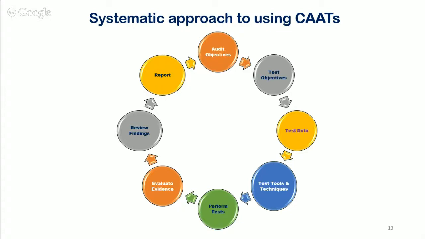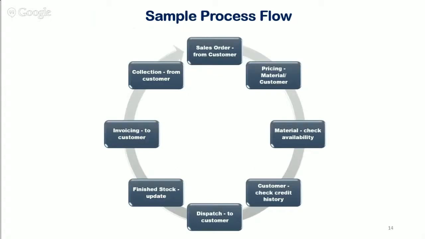You'll also identify the data. What are the data to be tested? You identify the specific tools and techniques which are going to be used for testing this particular data. Then, most important, you'll perform the tests as required. While performing the tests, it's important to remember that the tests have to be dynamic based on the analysis of the data so that you can draw the right inference. You evaluate the evidence, you review the findings, do the risk rating of the findings, based on which you prepare the final report. This is the audit cycle or the approach for using CAATs.